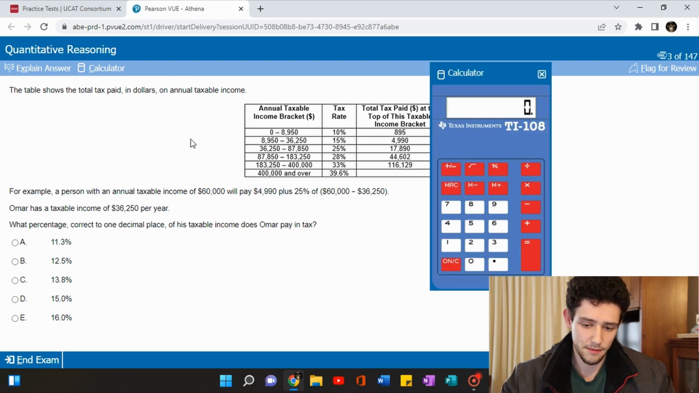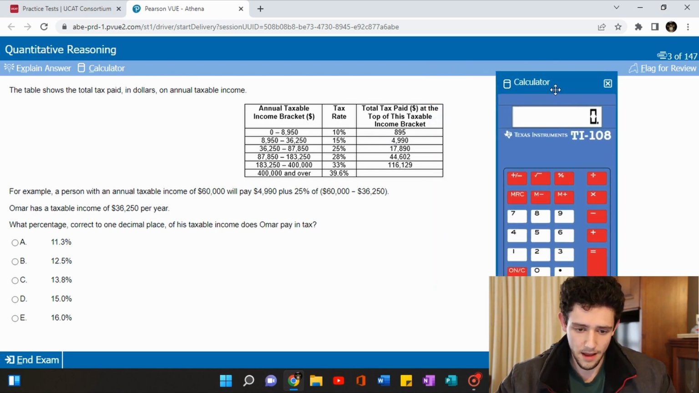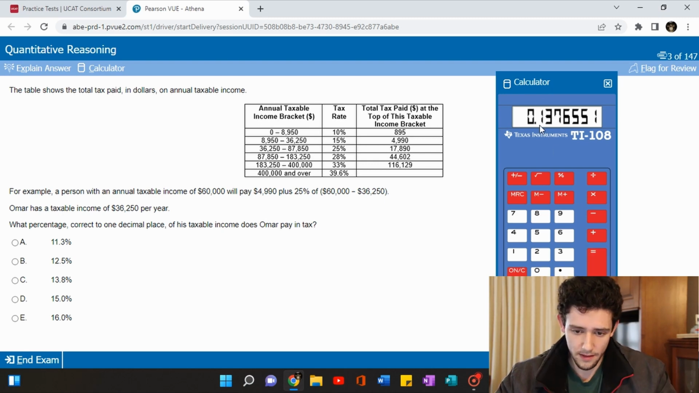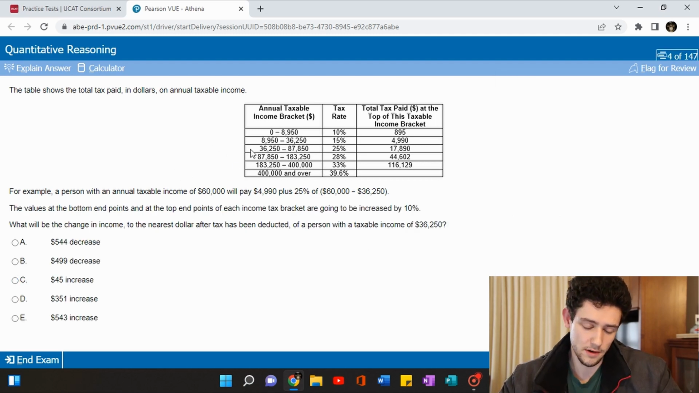So we'll get the calculator up. We will do 4,990 divided by 36,250, which is equal to 13.8%. Boom. That's pretty good. And I think we have one more question, because this is associated with four different questions.